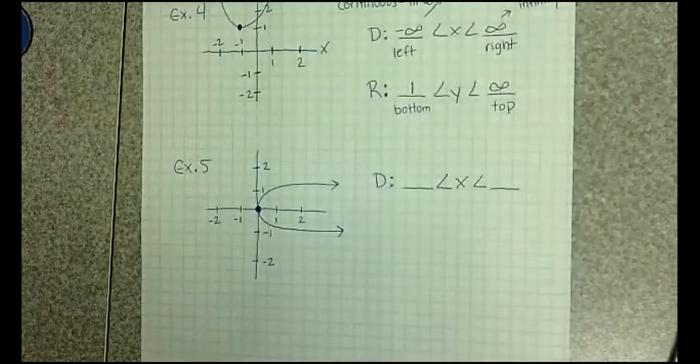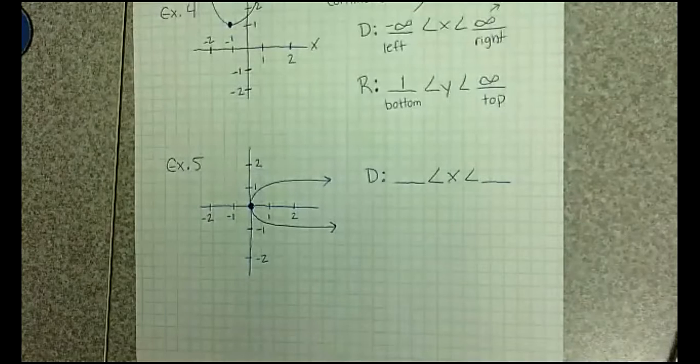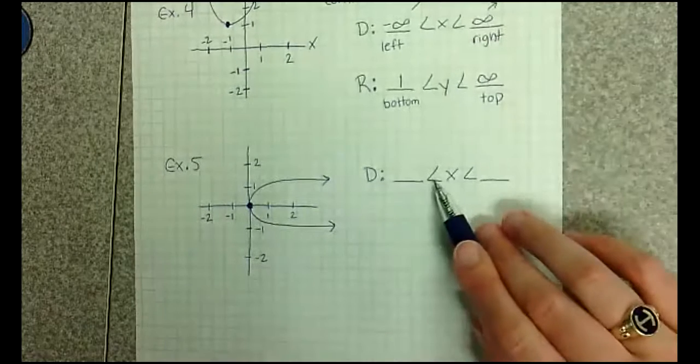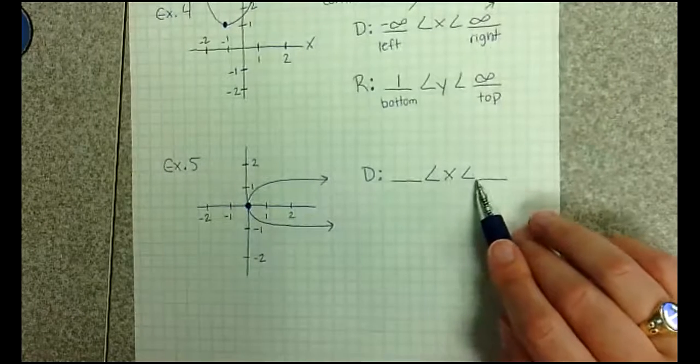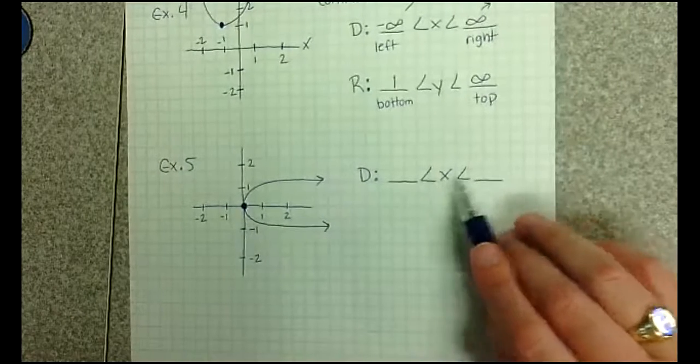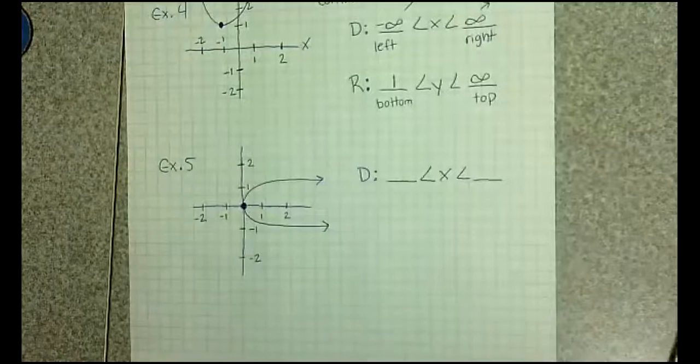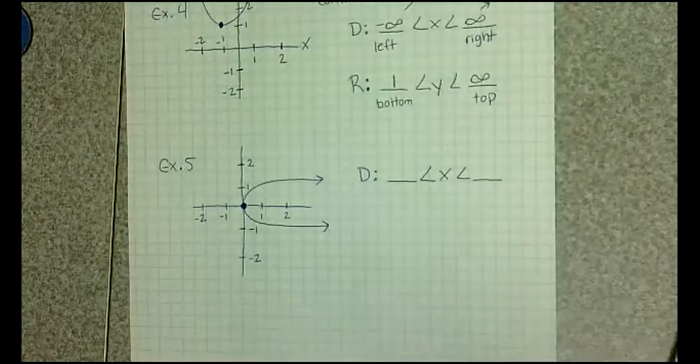Okay, it's a continuous graph, so we're going to use the inequality. So what would my domain look like? Give me a number, give me a less than or equal to, x less than or equal to, and then a number. So give me the entire thing. What would my domain be?